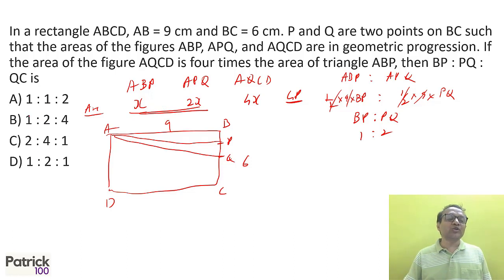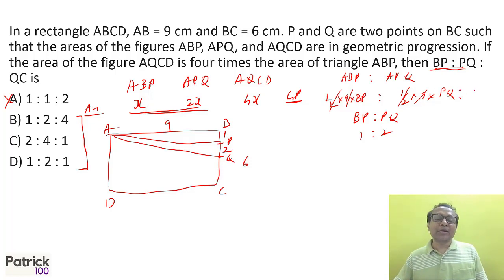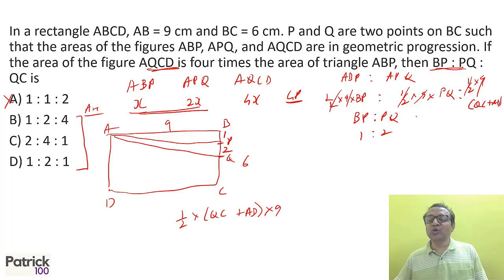Now look at the option where you get 1:2. Except A option, all the 3 options have a 1:2 area ratio for BP and PQ. I'm taking this as 1, I'm taking this as 2. Now, the area of the last piece, the trapezium, is half into the sum of parallel sides QC plus AD into height 9. Half and 9 will get cancelled here also. So you will get QC plus AD as 4.